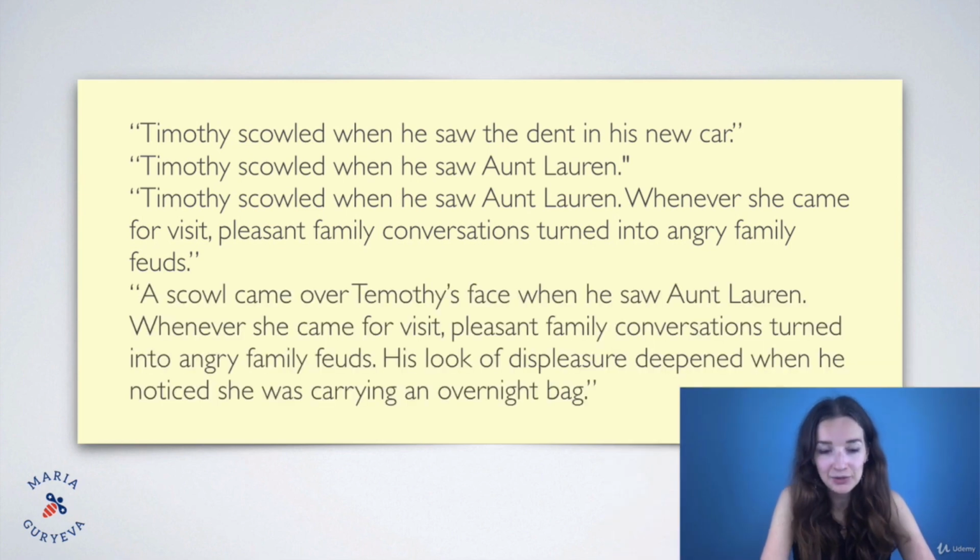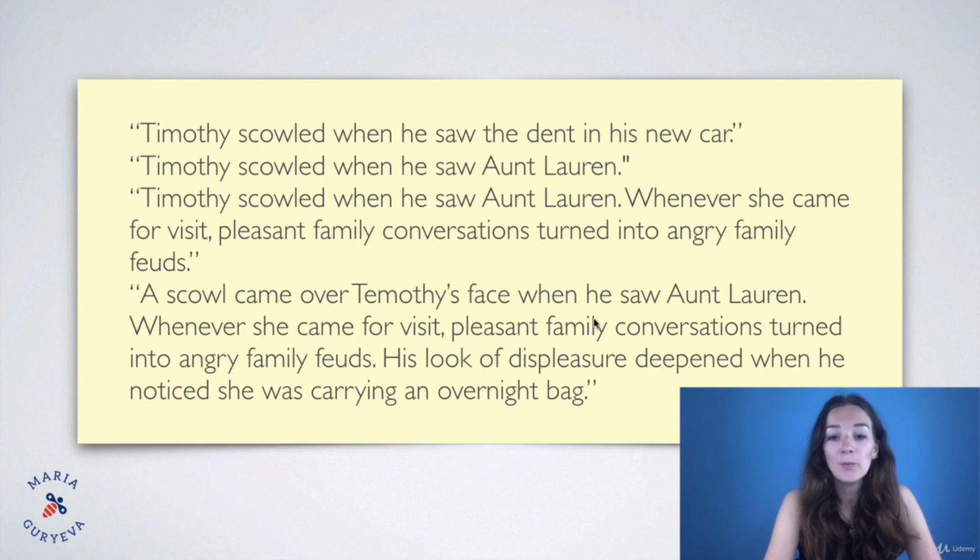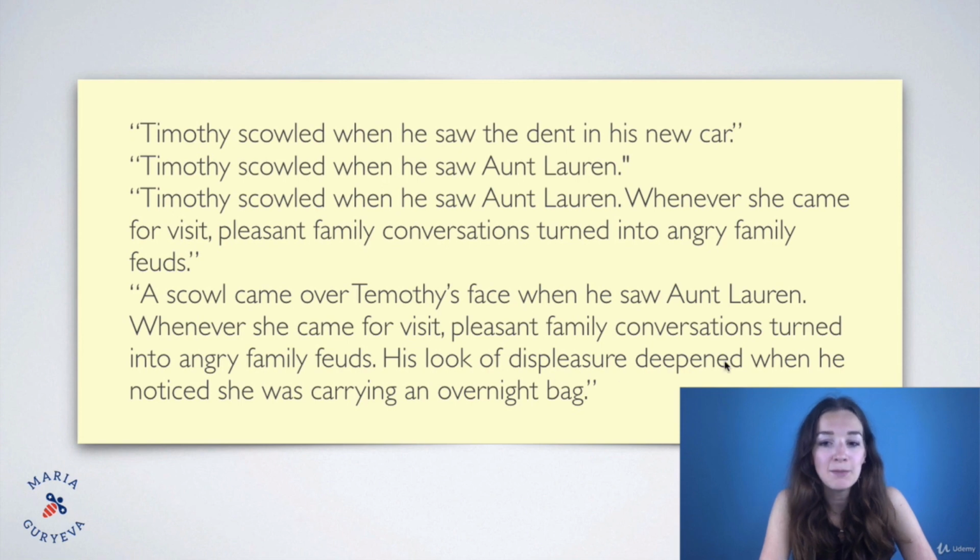All right, another example could be, a scold came over Timothy's face, oh, I'm sorry for the mistake in the word, Timothy, when he saw Aunt Lauren. Whenever she came for visit, pleasant family conversations turned into angry family feuds. His look of displeasure deepened when he noticed she was carrying an overnight bag. Here we even have the definition, right? If we read the third sentence after this word, we see the entire synonym of the word scold, his look of displeasure. So now we are sure that a scold, or a verb scold, means have a look of displeasure, right? A facial expression when someone is upset. So now we are sure.